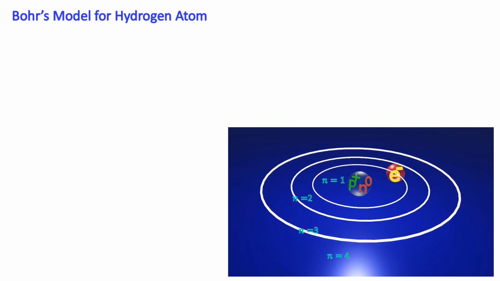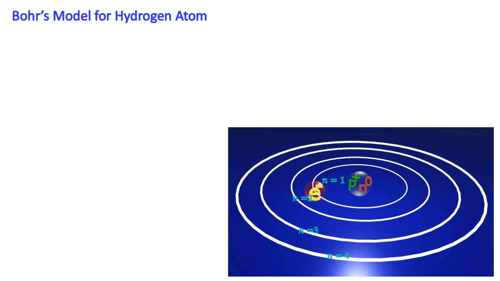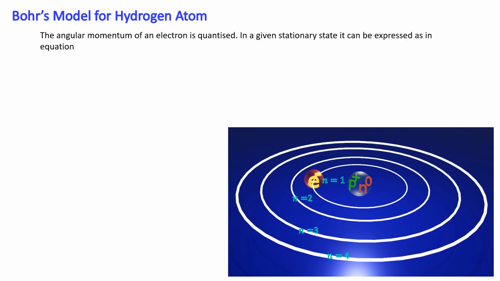And Bohr also proposed that the angular momentum of the electron is quantized. That is, the angular momentum formula is mvr, and mvr is equal to n times h by 2 pi, that is, an integral multiple of h by 2 pi.